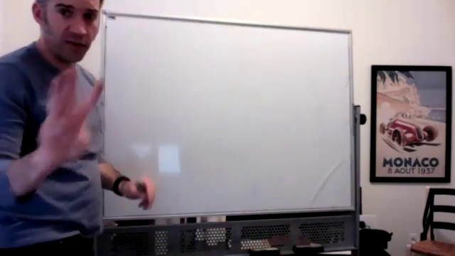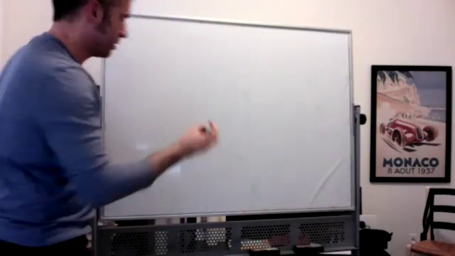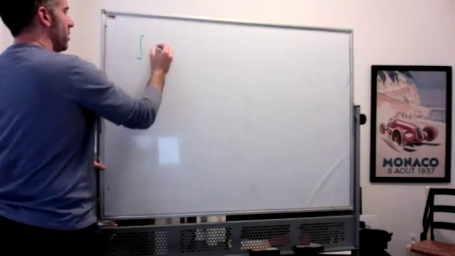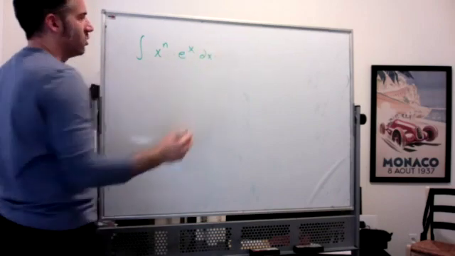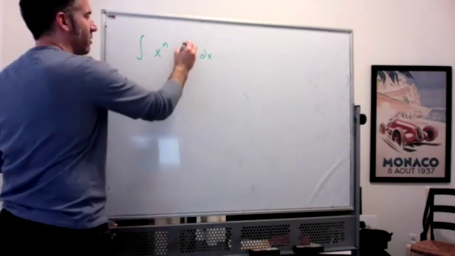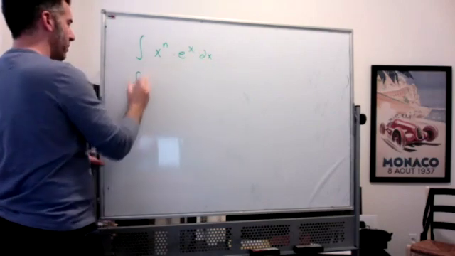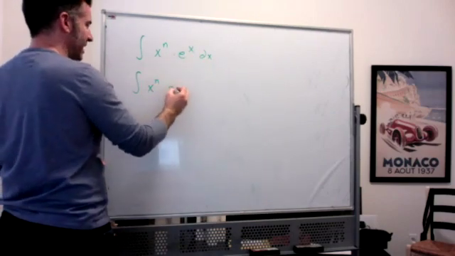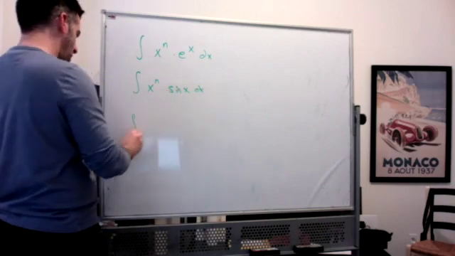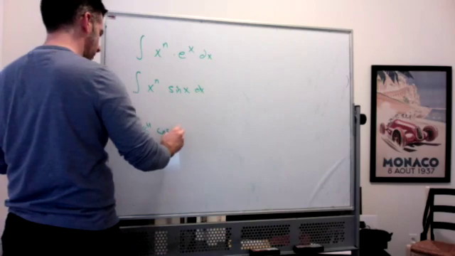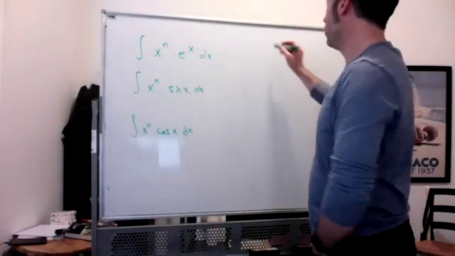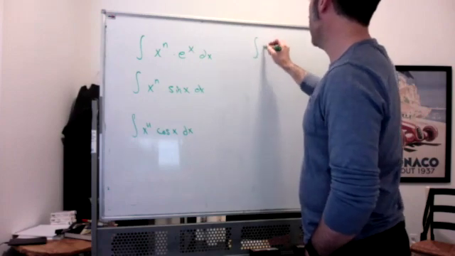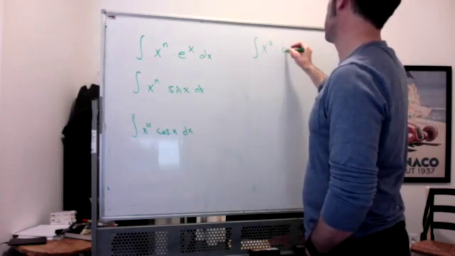So here are the 3 situations where you can use this idea. If you're integrating x to a positive power times e to the x, or really e to the any, right? You could have a coefficient here, that's fine. X to a positive integer power times sine of x, or x to a positive power times cosine of x. These will all lend themselves to being done via tabular integration. So for example, we could integrate x to the 4th times cosine of x.